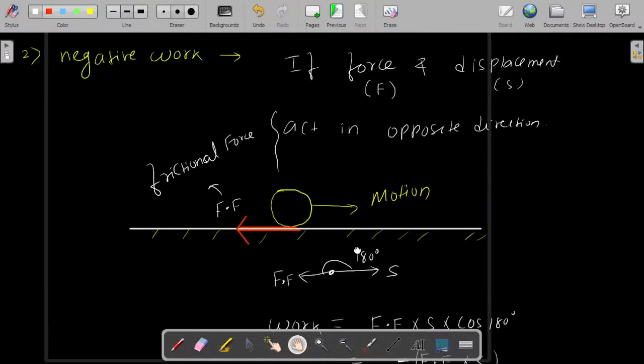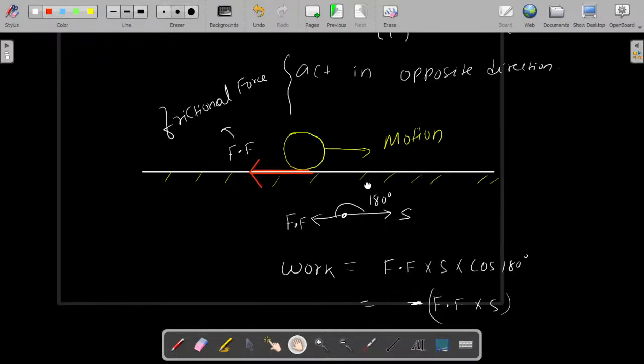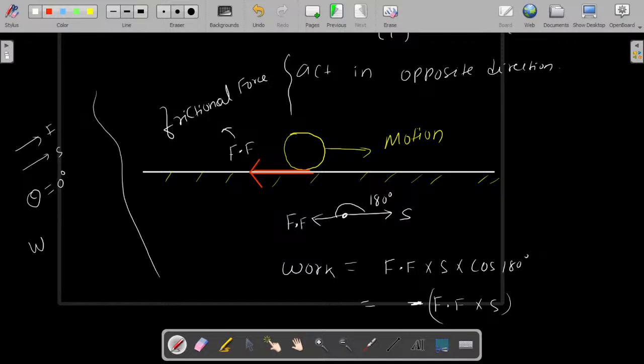And in first case, that is positive work, both are in same direction, so you can also add there force and displacement in same direction. That's why theta is 0 degree. So what is the work? Force into displacement into cos 0 degree. So work is force into displacement. Work done is equal to force into displacement. So here work is negative.